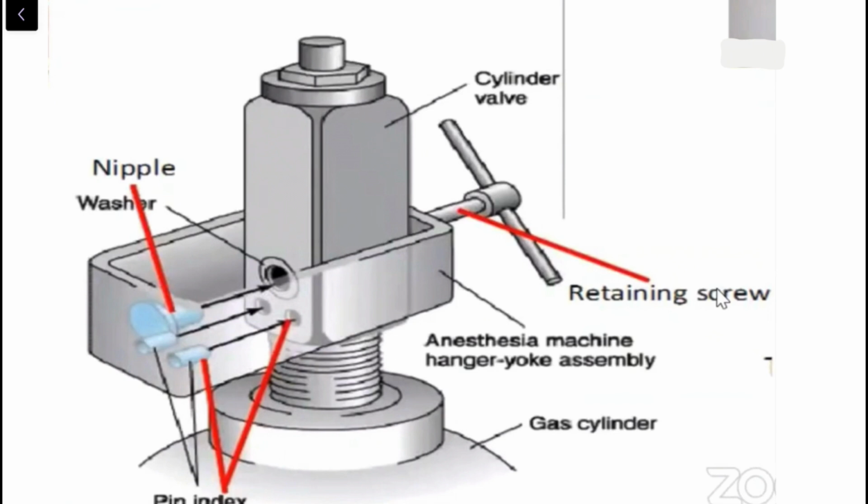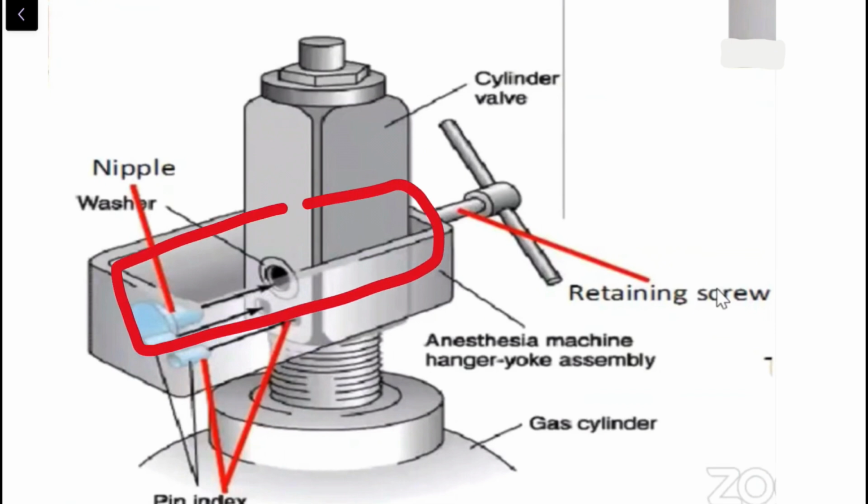This is again the representation of the hanger yoke assembly. You can see the cylinder is going inside this hollow cavity. On one side it has the retaining screw, which will fix to the conical depression that we saw just now. On the front side of the cylinder, this is the front side, this is the rear side. On the front side we have this hole, and this hole has a washer and a nipple.